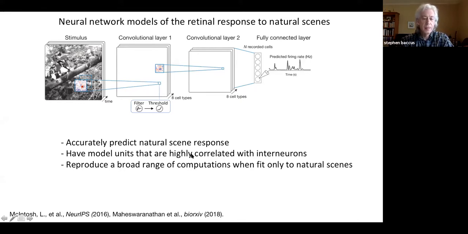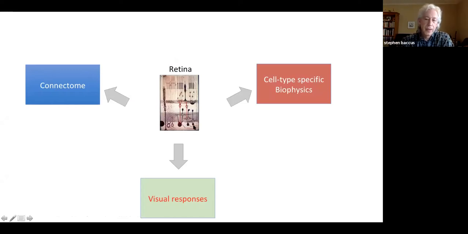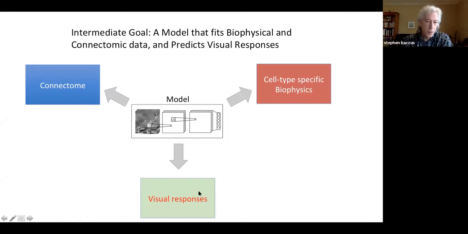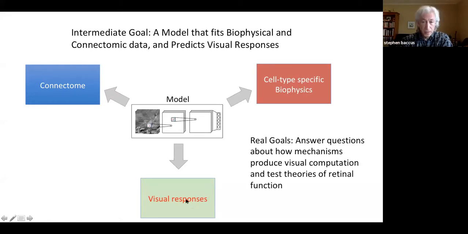So the fact that the model units are correlated with interneurons tells us that these models can be not only informative about computation, but also connect to structure as well. If we know that the retina has retinal structure and cell type biophysics that leads to visual responses, an important goal would be to create a model that both incorporates the connectome and the cell type specific biophysics, and produces the visual responses. I say this is an intermediate goal because the real goal would be to use this tool to answer questions about how mechanisms produce visual computation and to test theories of retinal function.